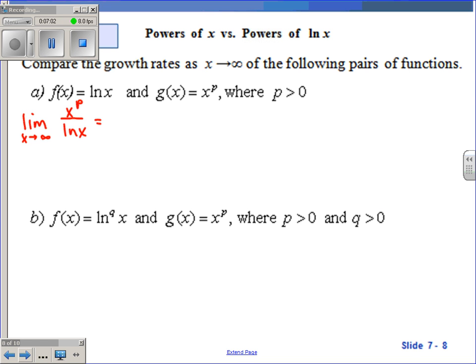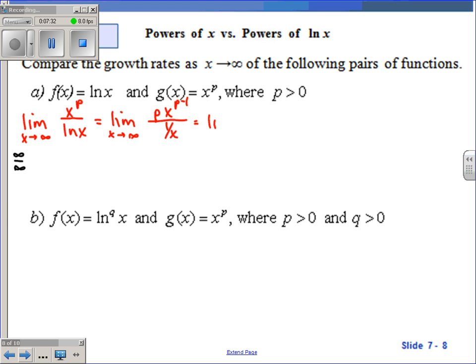Okay, so now if I were trying to evaluate, I'd have a large number to the p power, so the top would be approaching infinity. The bottom is also approaching infinity. This is an infinity over infinity indeterminate form. So L'Hopital's rule says I can rewrite this as the limit of p times x to the p minus 1, the derivative of the top, over the derivative of the bottom.